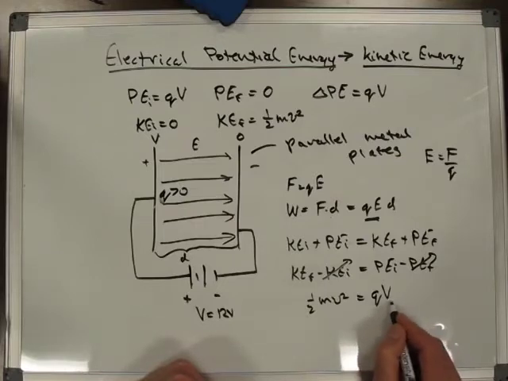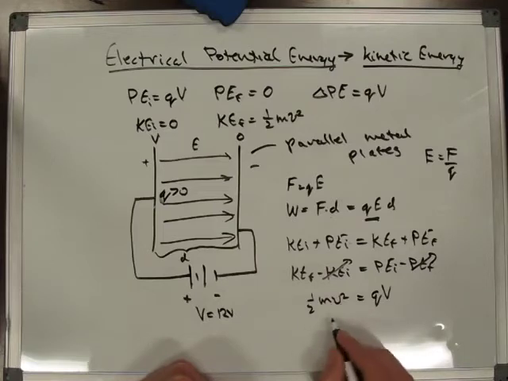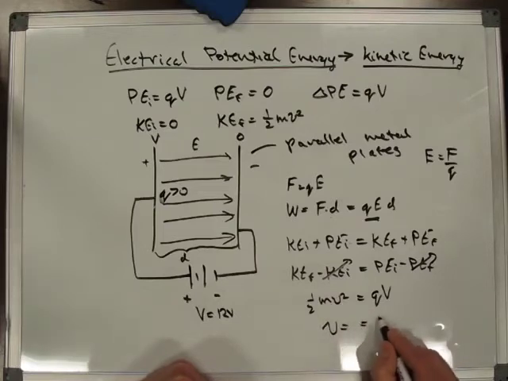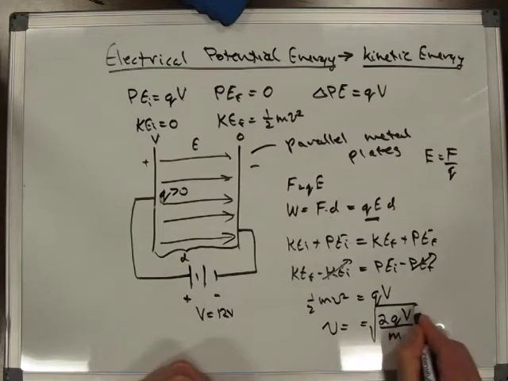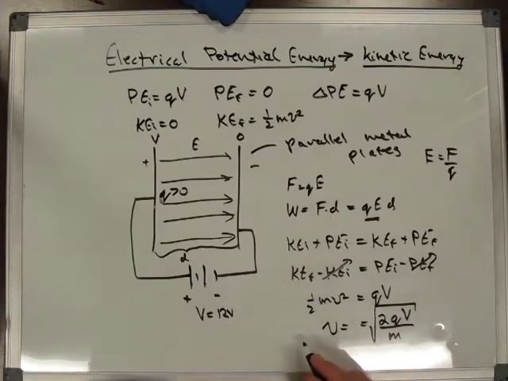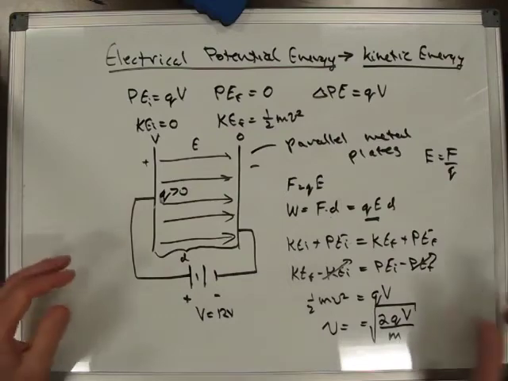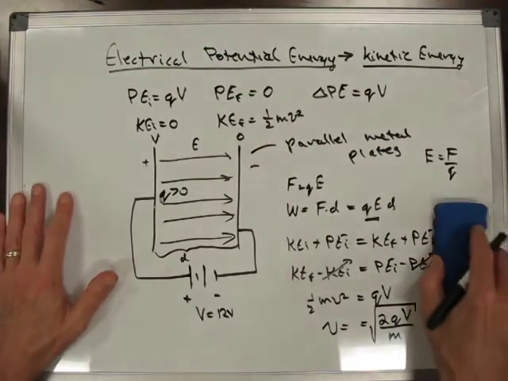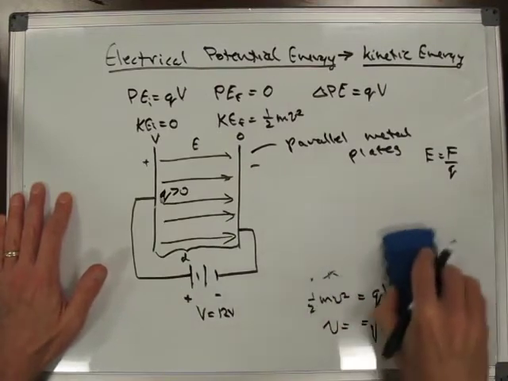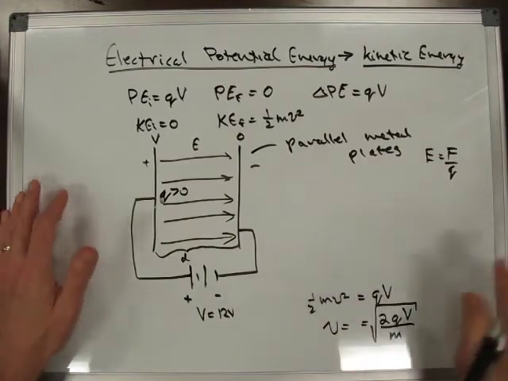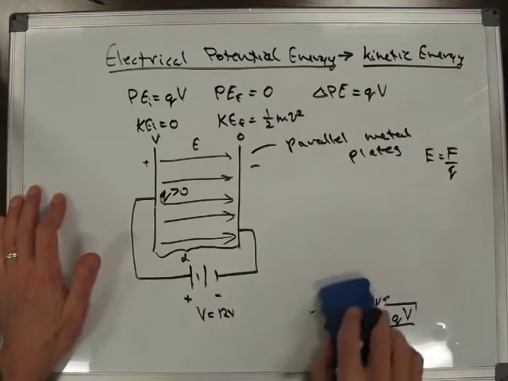And so if we know the voltage and the charge and the mass of the particle, we can calculate the velocity. We can say the velocity is equal to the square root of 2qV over m. So I can just make up an example of this, and I can say, well, assume a proton.